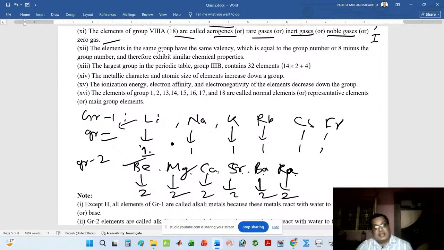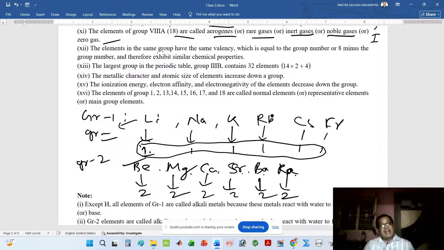Since they have the same number of valence electrons, the reactivity is also the same, because reactivity completely depends upon the valence electrons. The electrons are the same, so the reaction is the same.